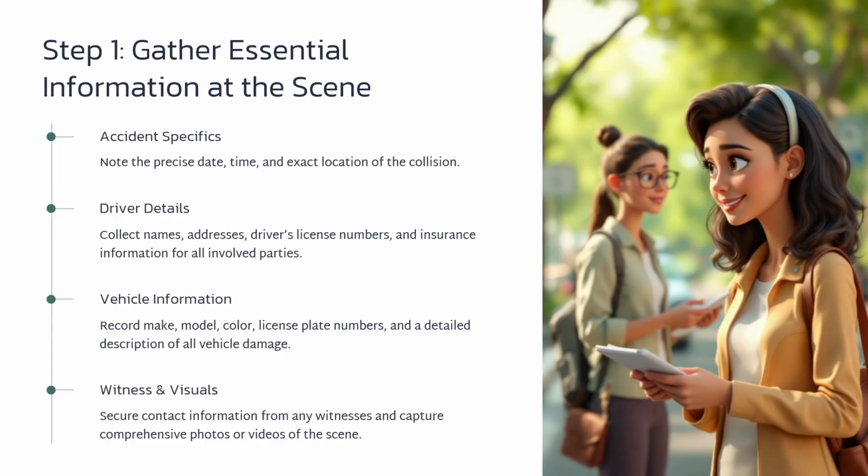Accident specifics. Note the precise date, time, and exact location of the collision. Driver details: collect names, addresses, driver's license number, and insurance information for all involved parties. Vehicle information: record make, model, color, license plate numbers, and a detailed description of vehicle damage. Witness and visual: secure contact information from any witness, and capture comprehensive photos or video of the scene.